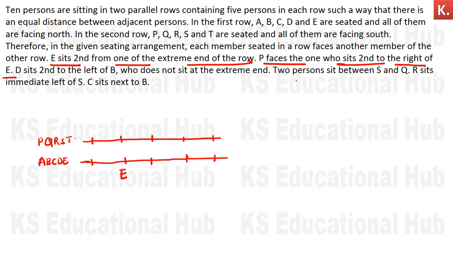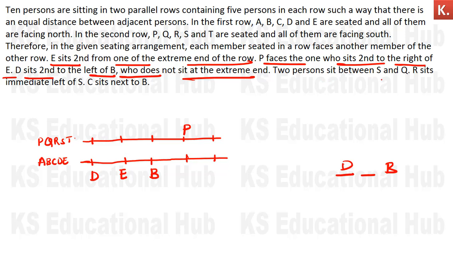So see here, P faces the one who sits second to the right of E. E is here, second right, 1, 2. This particular person is going to face P here. Okay. The next one is D sits second to the left of B. B's second left has to be D. If B is here, 1, 2, D can be here. If B is here, 1, 2, D cannot be here as he is here. If B is here, 1, 2, D can be at this particular place. The next information is B does not sit at the extreme end. So B cannot be here. So this is the final possibility. B can be here, 1, 2, D can be at this particular place.